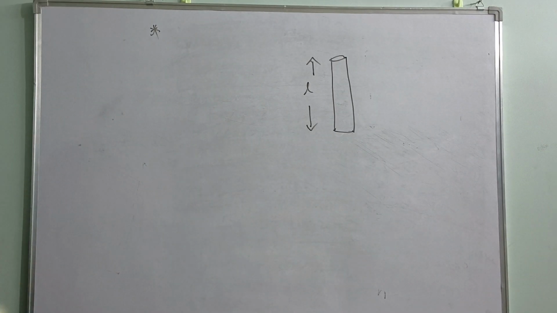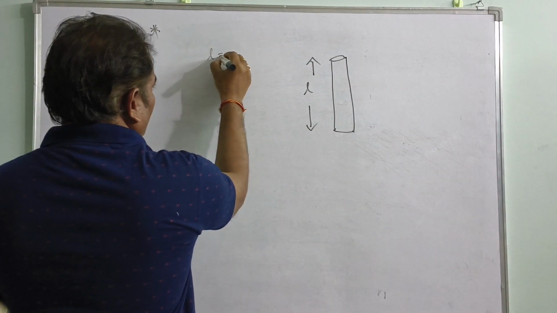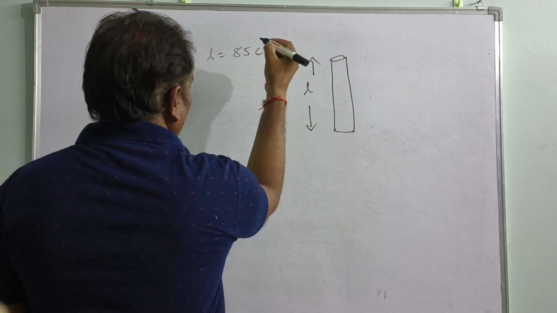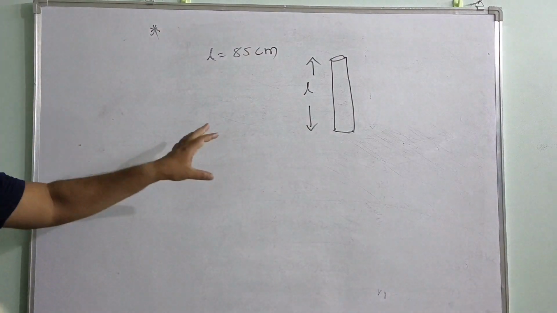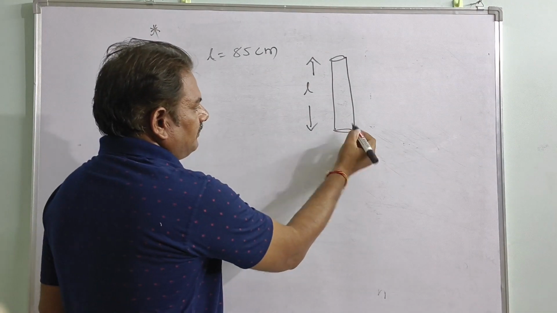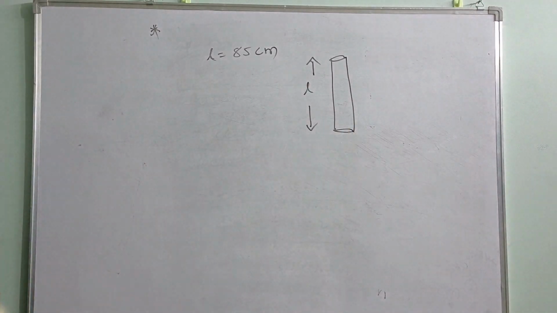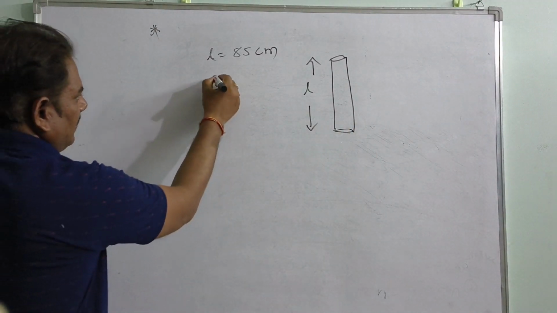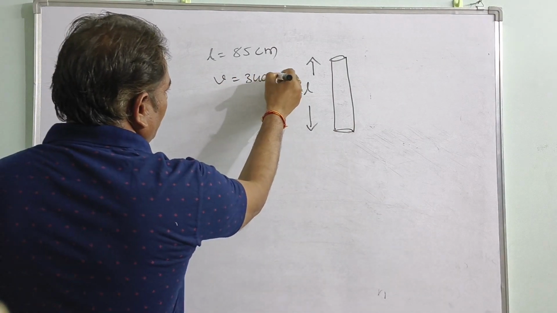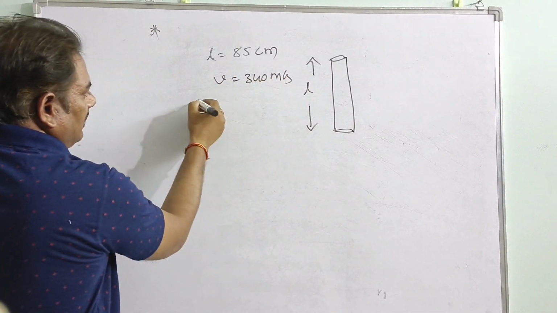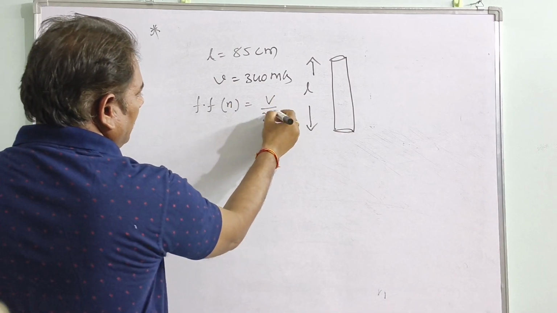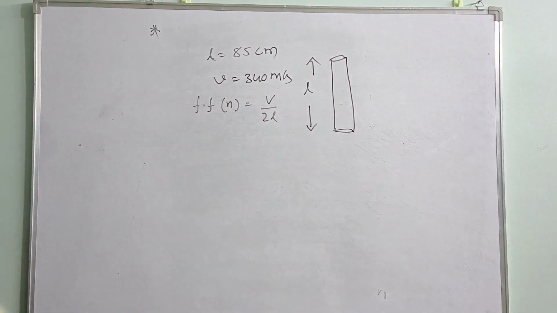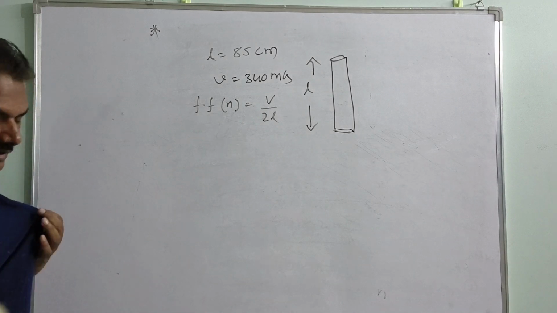Open pipe length is 85 centimeters. The length of the open pipe, this is open pipe, 85 centimeters, and velocity of this sound is equal to 340 meter per second. So what is the fundamental frequency? N is equal to V by 2L. V by 2L is the fundamental frequency.